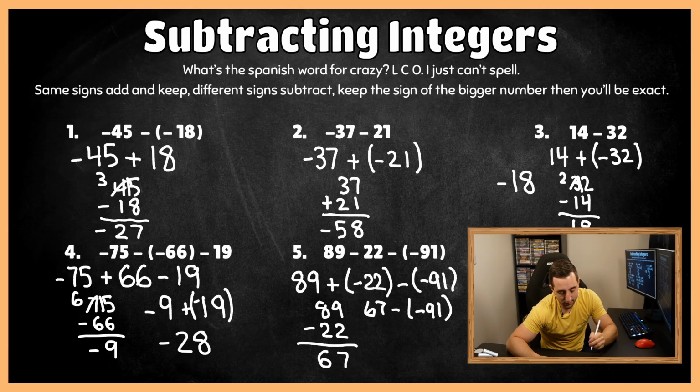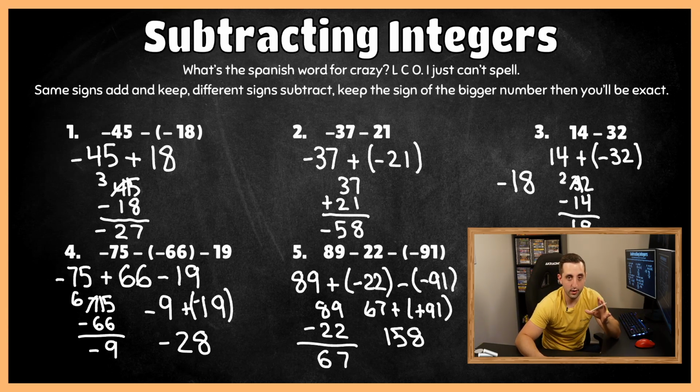Okay, so 67 minus negative 91. Leave, change, opposite. So this is going to turn to addition. 91 is going to turn to a positive. And now all you're simply doing is doing 67 plus 91. So same signs add and keep. When we add those together, we are going to get a positive 158.